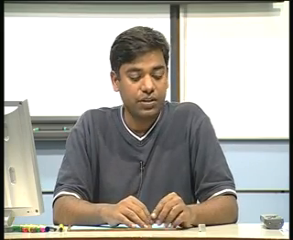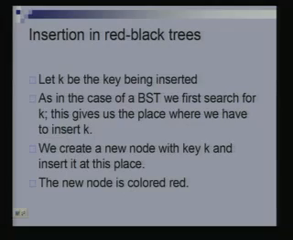So suppose we are trying to insert a key K into a red black tree. After all, a red black tree is a binary search tree. So first the insertion process would be as is in the case of a binary search tree, which means that we would try to find whether the key already exists in the tree. If it exists, then we would not insert it, right? If it does not, then we are able to identify the place where the key has to be inserted.